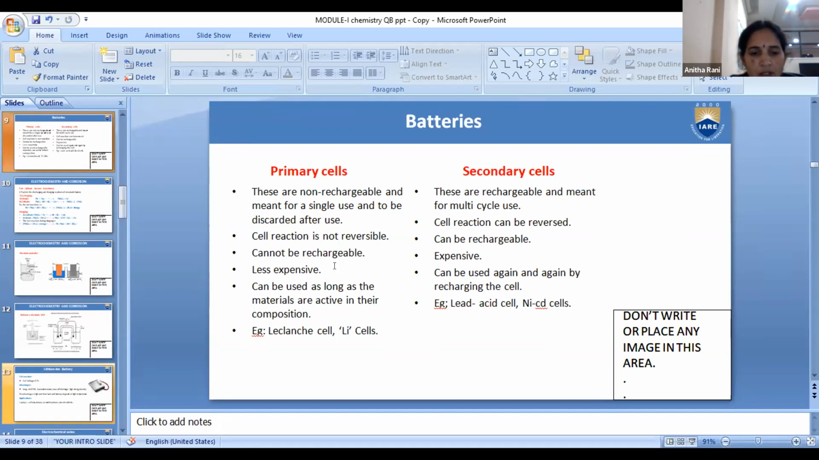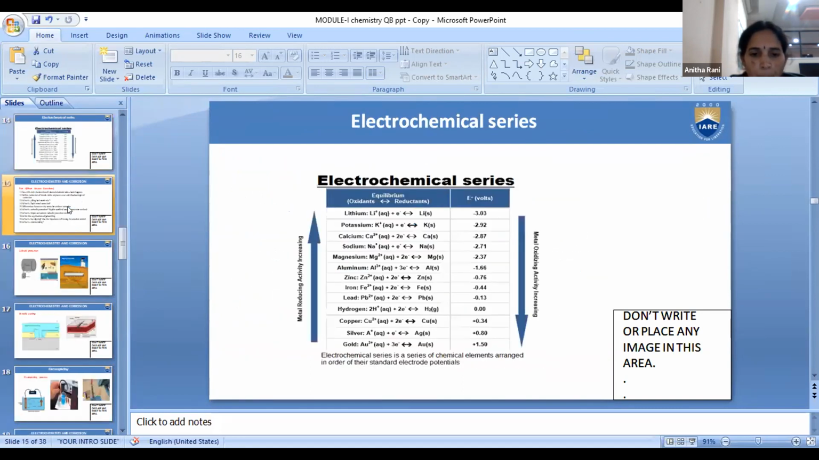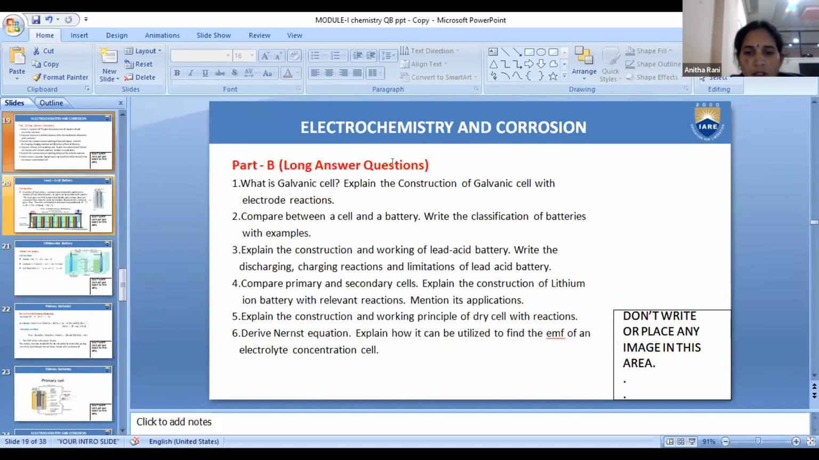Okay, examples you write: for primary cells, Leclanché cell and lithium cells; for secondary cells, lead acid cell and nickel cadmium cell. So those points you learn and write. Okay? That is part B, second question: classification of batteries. You write the primary batteries points, all the points, and secondary batteries, all the points with examples.